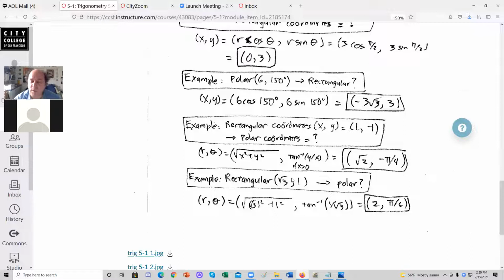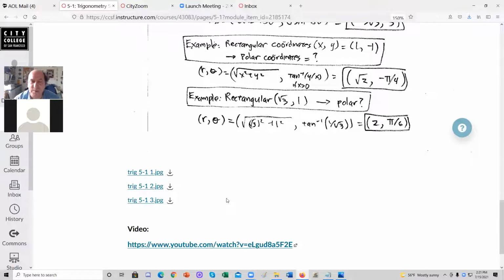If the rectangular coordinates are root 3 by 1, what are the polar coordinates? The r value is root of 3 squared plus 1 squared, which comes out to 2. Since x is positive, we have the arctan, and that'll be arctan of 1 over root 3, which is pi over 6, also known as 30 degrees. That's pretty simple.